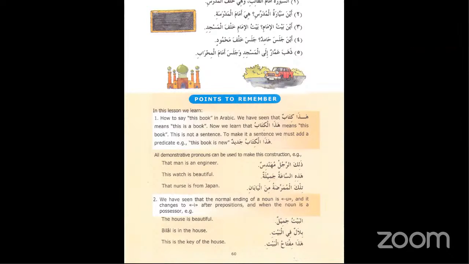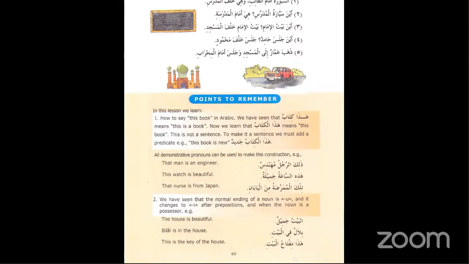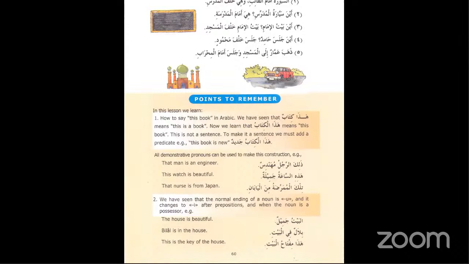Haza kitabun is a whole, complete sentence. Hazal kitabu is an incomplete sentence because haza and kitab become one subject, and it needs a khabar. So we add jadidun to make it into a sentence. And jadidun is always indefinite. It doesn't come with alif lam. It has to always come indefinite.